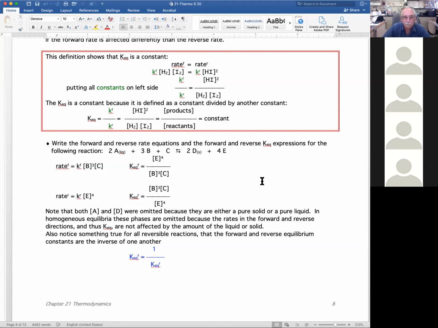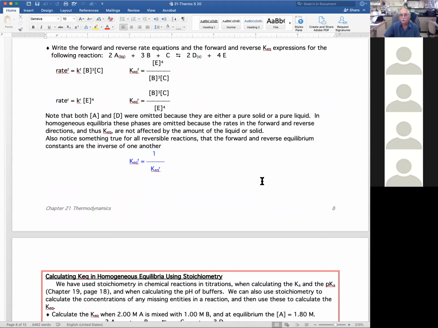So let's put this into perspective with a problem. Write the forward and reverse rate reactions and the forward and reverse equilibrium expressions for this reaction. So remember, we're almost always using homogeneous equilibrium. So the rate would be the rate constant in the forward direction times the concentration of B raised to the third power, C raised to the first power. And why did I leave out A? Because it's a pure liquid under these conditions.